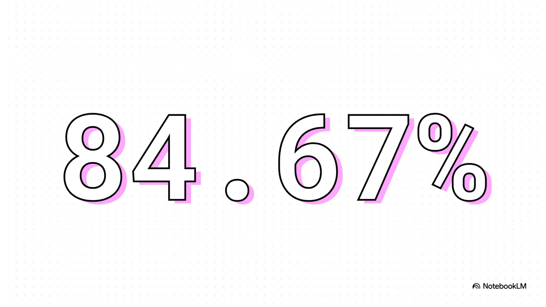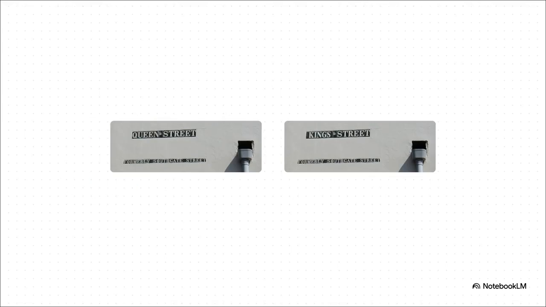In AI development, progress is usually slow and steady. A jump this big isn't just an improvement, it's a fundamental breakthrough. It completely redefines what's possible in this field. And this tech works beautifully in full complex scenes too. Here, a street sign for Queen Street is flawlessly changed to King Street. The new letters match the perspective, the lighting, even the weathering on the sign. It's practically impossible to tell it was ever edited.